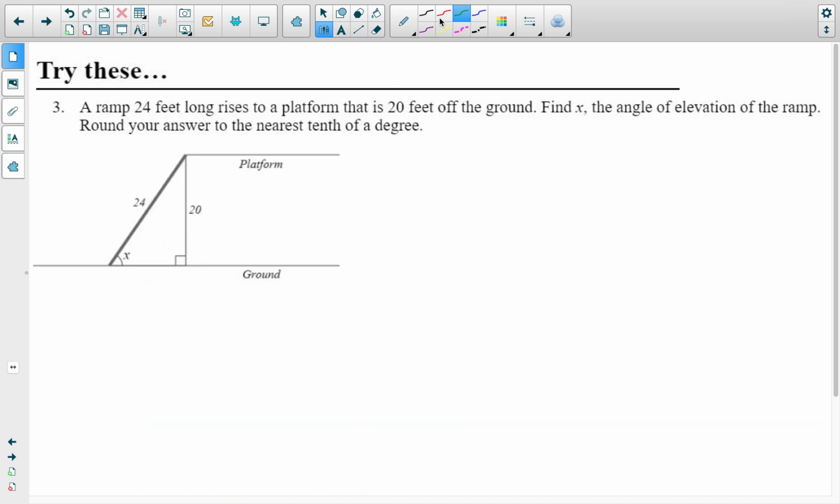Last one, word problem. Ramp 24 feet long, rises to a platform. So the ramp, here's the ramp, it rises to a platform, and that platform is 20 feet off the ground, so that's our height, 20 feet. We want to know what is the angle of elevation. So really, we just have a triangle. Thankfully, they've given us a picture to work with. We just want to know this missing angle given its opposite and its adjacent side.